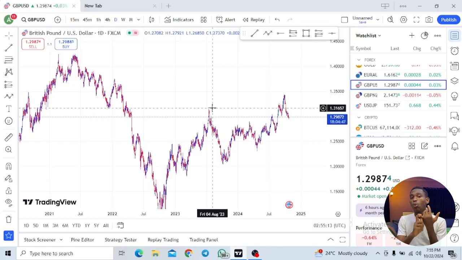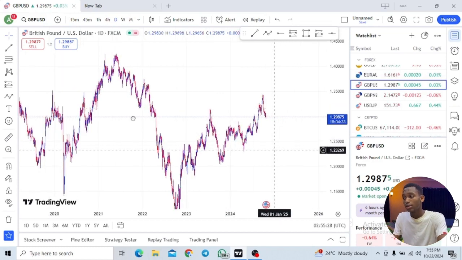Now remember, the monthly time frame was bearish, the weekly was bearish, now the daily is bullish. That's to tell you that inside there is a trend in a trend. You understand? There is a trend in a trend. Just in case you do not understand what that means, let me explain.